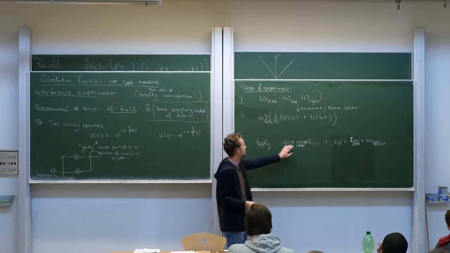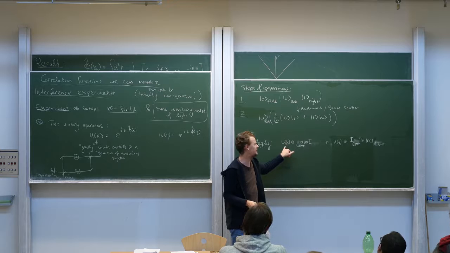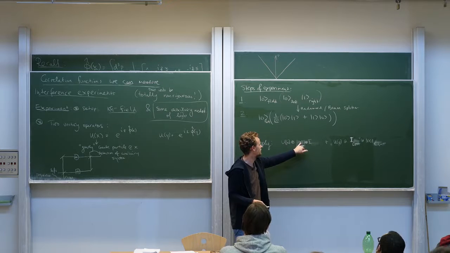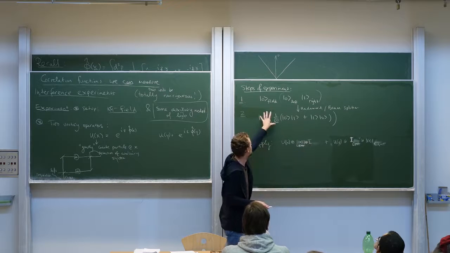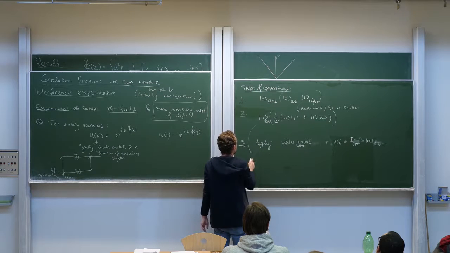So once we apply this operation where we conditionally create a particle at space-time location x, depending on whether there's a photon in the left or the right mode, then the state of the field plus these auxiliary modes evolves to the following state.